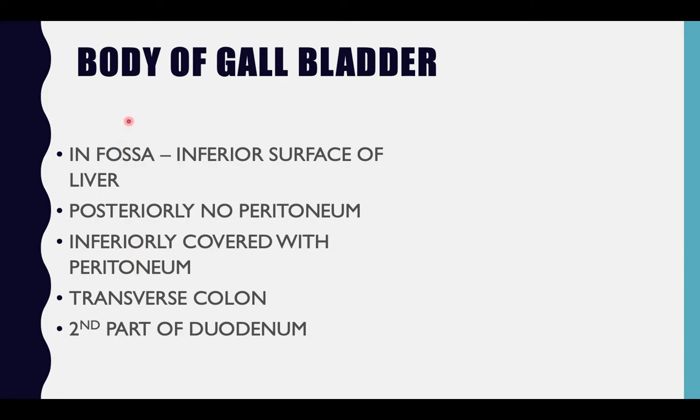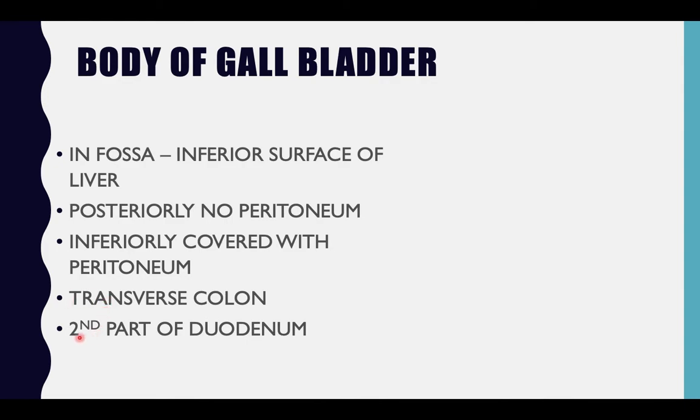Let's see about the body of the gallbladder. The body of the gallbladder is present in the fossa of the gallbladder in the liver, which is on the inferior surface of the liver. The posterior aspect has no peritoneum, as it is present in the fossa of the gallbladder, and inferiorly it is covered with peritoneum. The inferior aspect means the part facing downwards. That is covered with peritoneum.